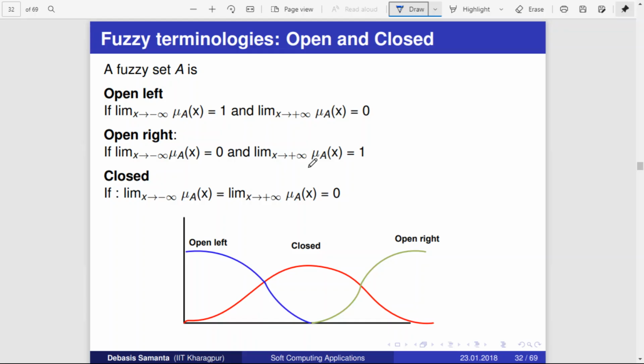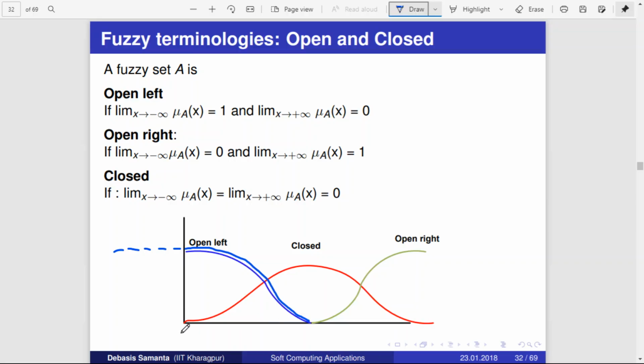Next, let us try to understand what is meant by an open set and what is meant by a closed set. Here you can see there are different graphs. First, let us take this curve alone. This is actually an example of open left. To the left it is open, to the right it is closed.